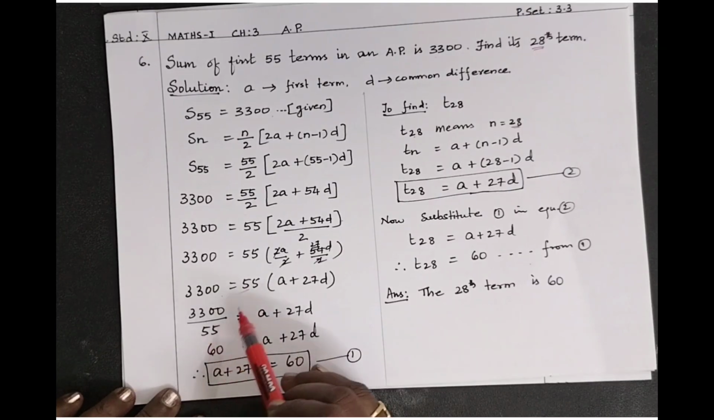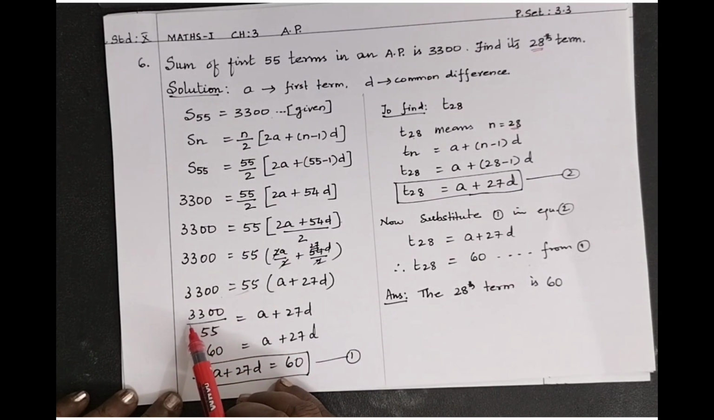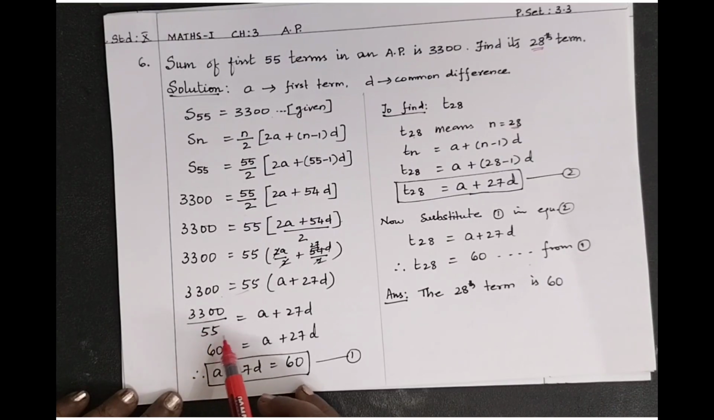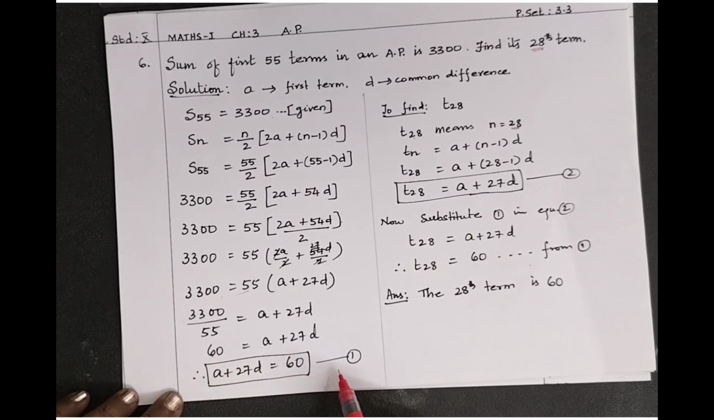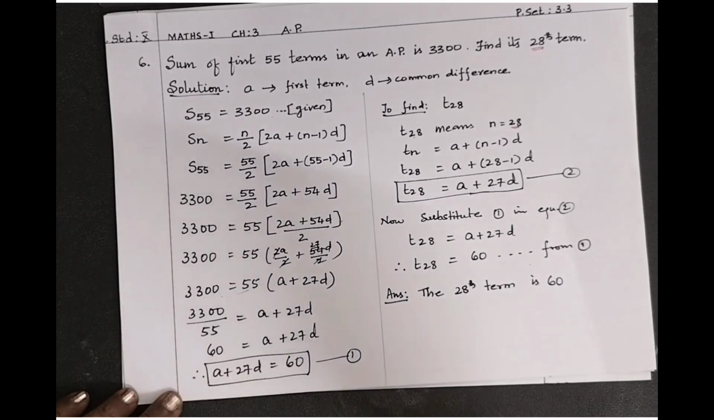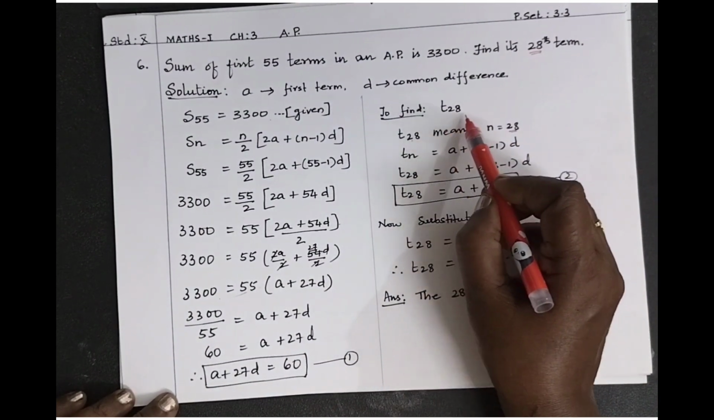Therefore bring this 55 to this side, it will come in division form. So 3300 upon 55 is equal to a plus 27d. So when we cancel this we get 60. So 60 equals a plus 27d. Therefore a plus 27d is equal to 60. This is equation 1.